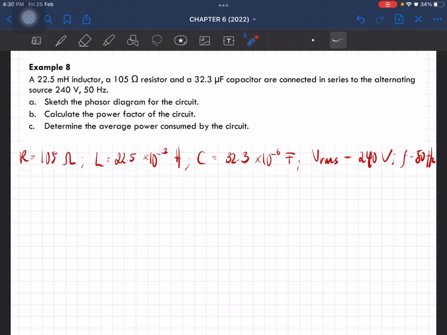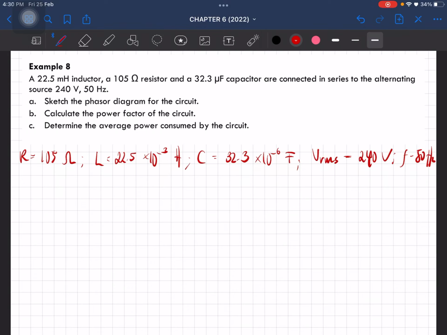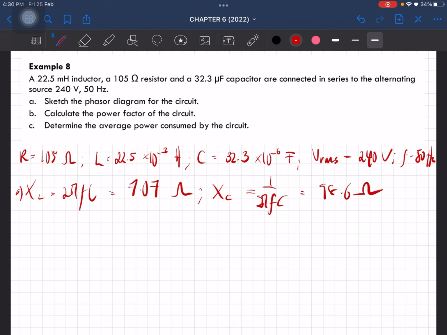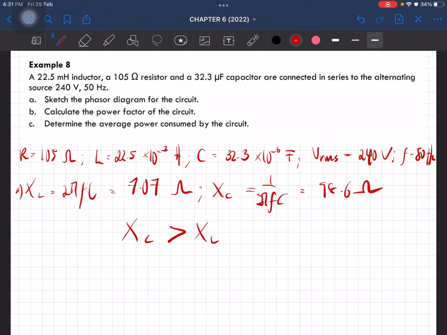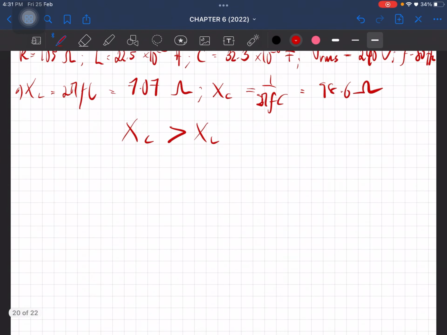Now we have to sketch the phasor diagram for the circuit. First, we have to know the inductive and capacitive reactance. Inductive reactance is 2 pi FL, which is 7.07 ohm, and the capacitive reactance is 2 pi FC, 98.6 ohm. Now XC is greater than XL, so the arrow will be pointing downwards. Let me just draw them first.